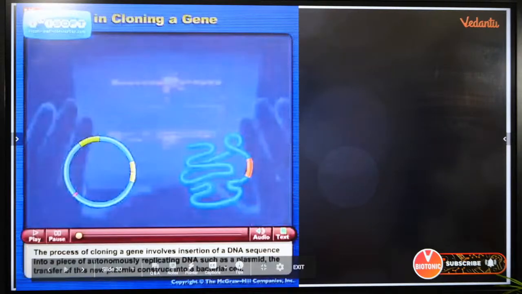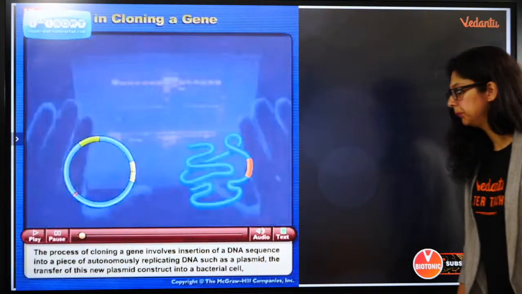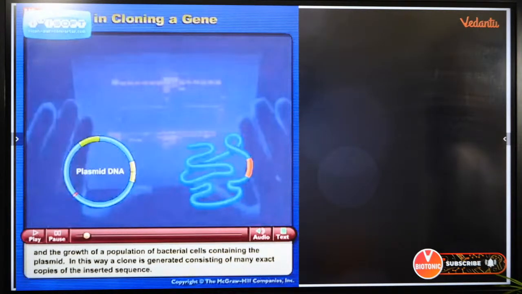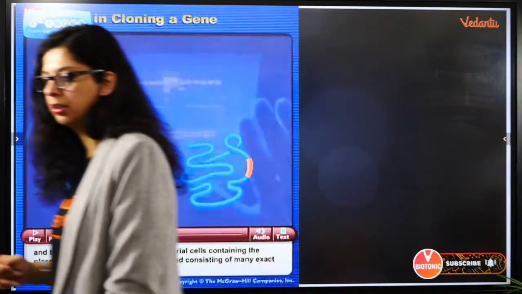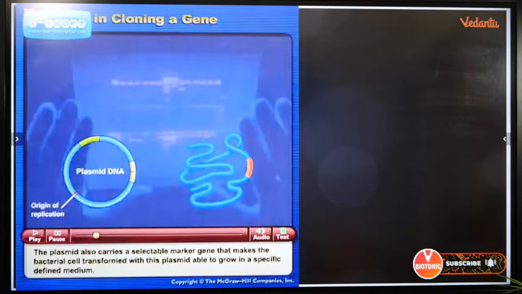Cloning a gene involves insertion of a DNA sequence into a piece of autonomously replicating DNA, such as a plasmid. The transfer of this new plasmid construct into a bacterial cell, and the growth of a population of bacterial cells containing the plasmid. In this way, a clone is generated consisting of many exact copies of the inserted sequence. A plasmid contains a bacterial origin of replication, that is, the plasmid has the ability to replicate in a bacterial cell. The plasmid also carries a selectable marker gene that makes the bacterial cell transformed with this plasmid able to grow in a specific defined medium.